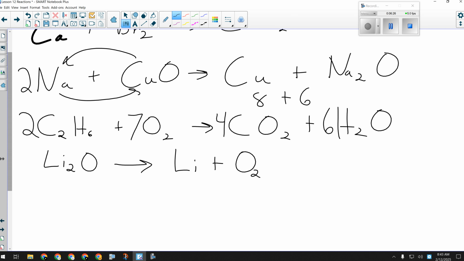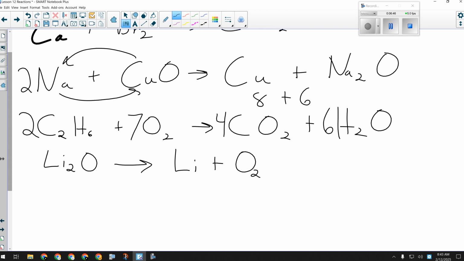No. Okay, now, the biggest number is 2, but it's on both elements. Which one should I do first? We would think lithium because it's first, right? Like we should start with that. But here's what actually happens.